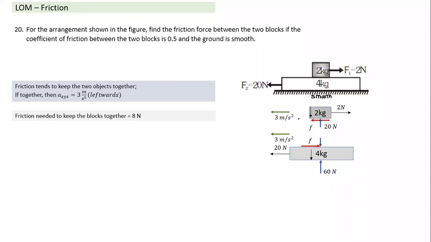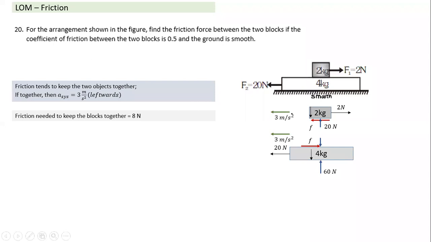So this friction, if it is having acceleration of 3 meter per second square, it has to have a net force of 6 in the left direction. There is already a force of 2 Newton in the right direction. It means friction force has to be 8 Newton. We can easily calculate from here. The friction force needed to keep these two blocks together is 8 Newton. So if the mu value was not given, what is the friction force acting if they are moving together? 8 Newton.